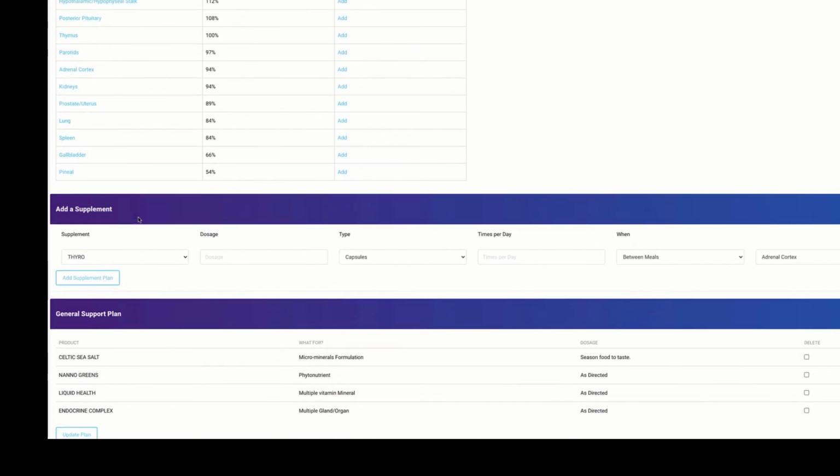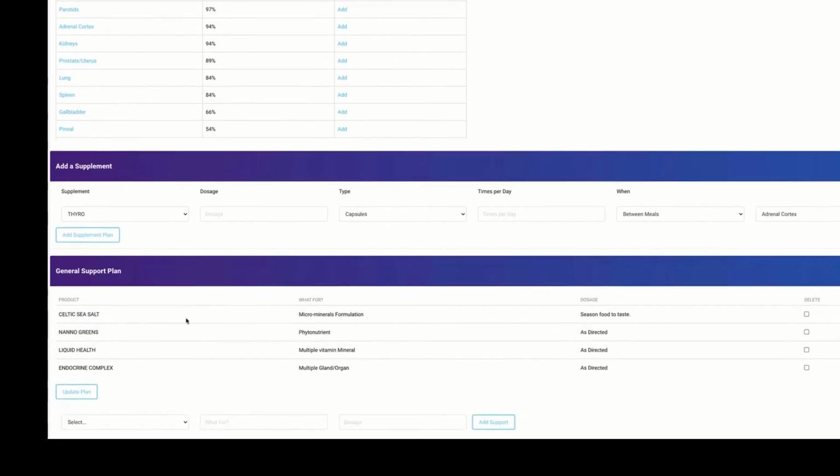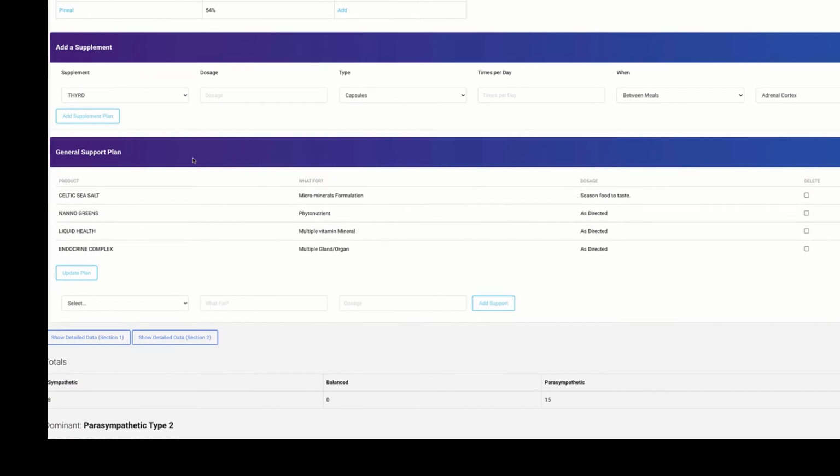Now, we utilize a nutritional plan that has what we call a general support, which I'll explain to you in a second. The general support is a combination of Celtic sea salt, which gives you all your microminerals in the exact proportions that they're found in your blood.